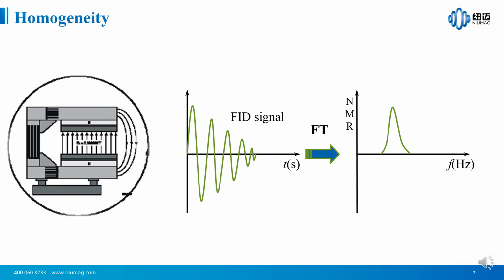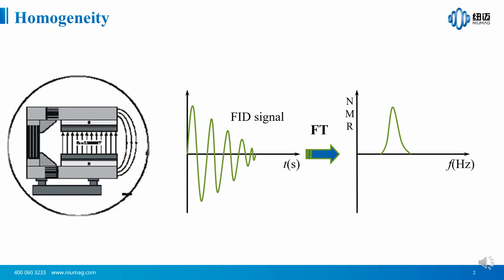Magnetic field homogeneity refers to the uniformity of the magnetic field within a specific volume interval. That is the equal degree of the number of magnetic field lines passing through per unit area. This is a C-type magnet.